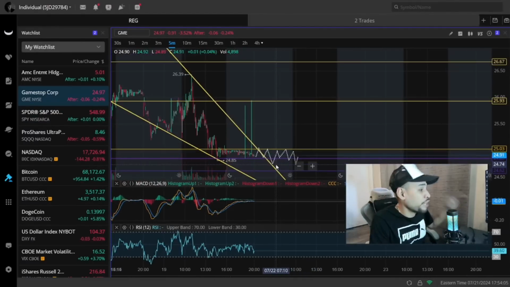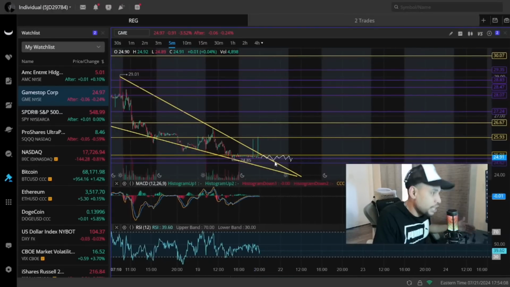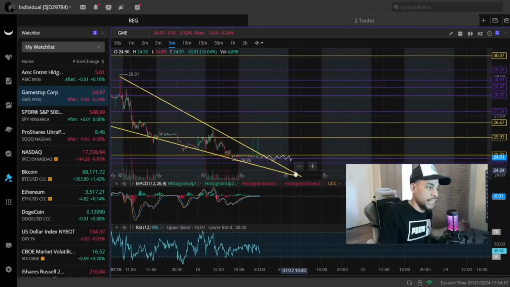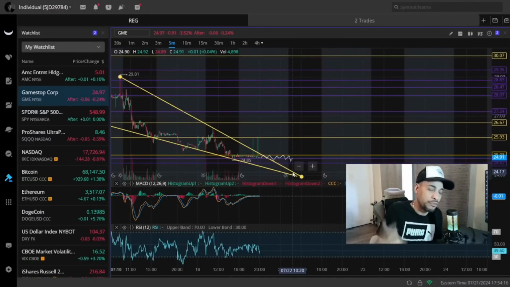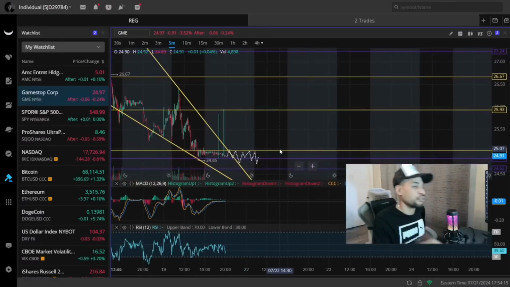If we confirm 25.03 as resistance again, unfortunately you're going to see a move down towards that $24 level, which is where I expect GameStop to bounce at that point in time if we did make that move down towards $24. So the absolute low that I'm thinking we're going to see for GameStop stock is $24.